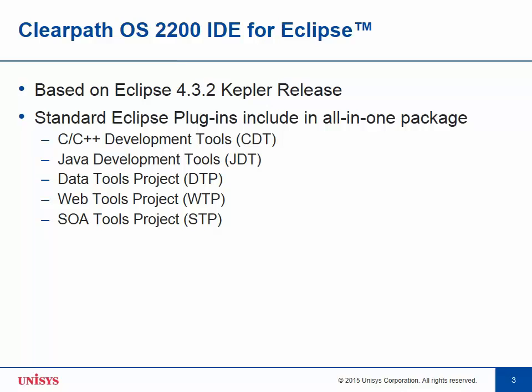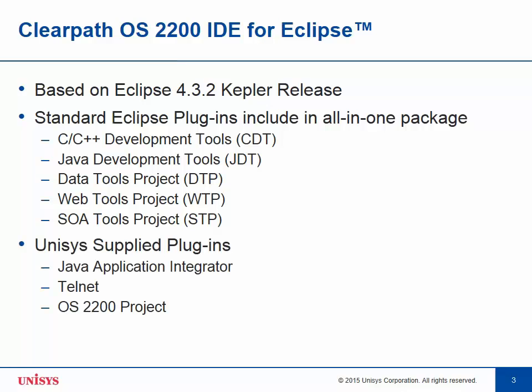Unisys also adds 3 additional plugins that aid in creating business services from ClearPath OS 2200 assets. The Java Application Integrator plugin is used to wrap existing ClearPath OS 2200 assets with Java so that they can be called as business services. The OS 2200 project plugin and Telnet session plugin are used to maintain existing ClearPath OS 2200 assets. In this presentation, we will be looking at the Telnet plugin and the OS 2200 project plugin.